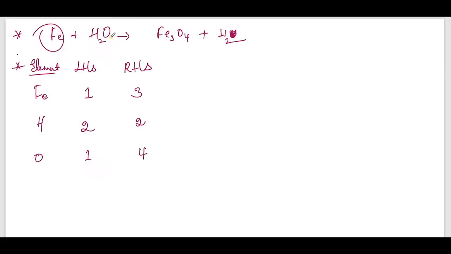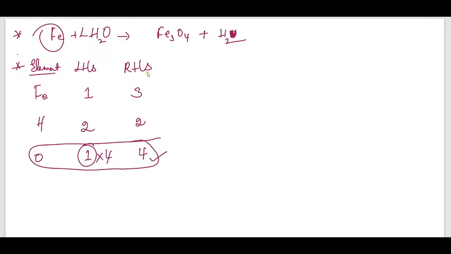Oxygen: we have 1 atom in the LHS and 4 atoms in the RHS, right? Now you should start balancing the equation, starting with the element which has the highest number of atoms. Here we have oxygen with 4 atoms, the maximum. You should balance with what? Oxygen. Now on the LHS we have 1, we should make it 4, multiply by 4.